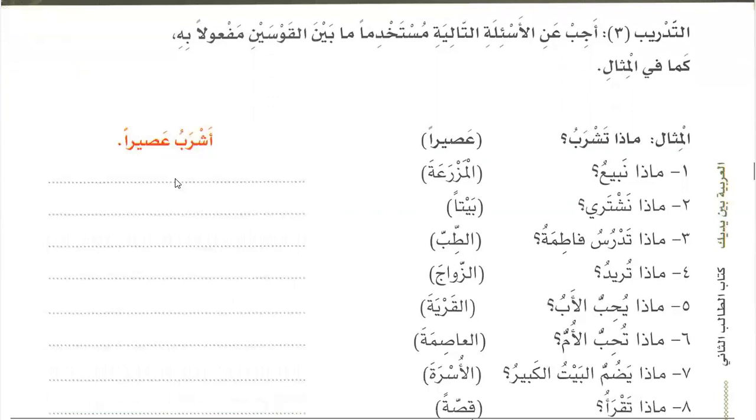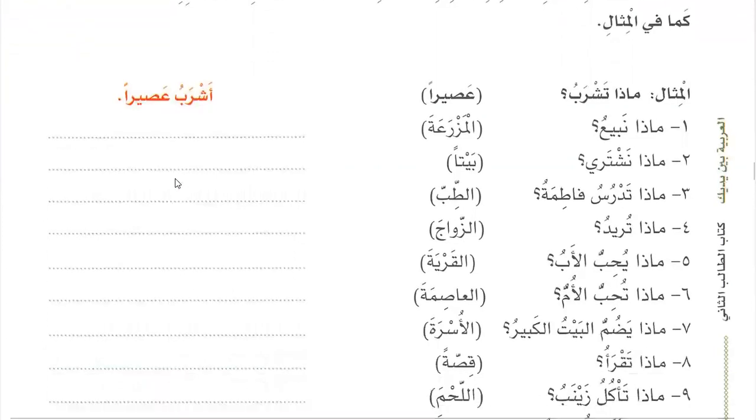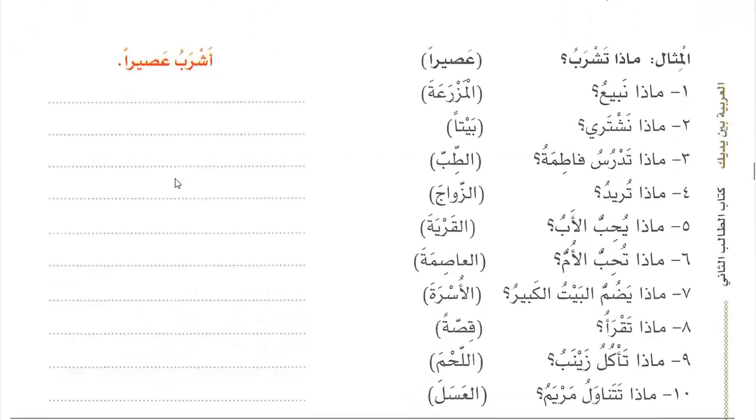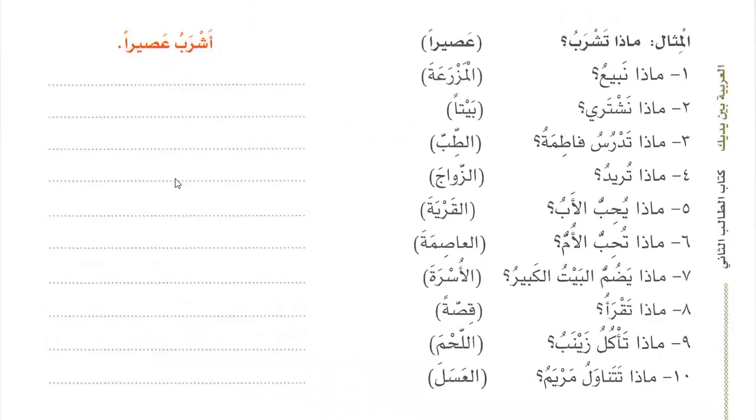التدريب الثالث: أجب عن الأسئلة التالية مستخدما ما بين القوسين مفعول به. Answer the following questions making use of what is between the two brackets as maf'ul bihi. So you need to use the maf'ul bihi which is in the brackets. ماذا تشرب؟ What are you drinking? أشرب عصيرا. I am drinking juice.